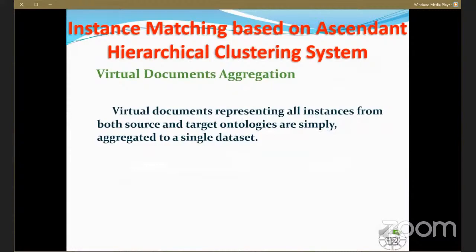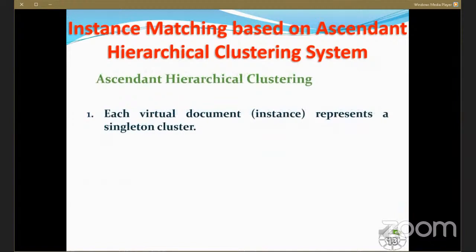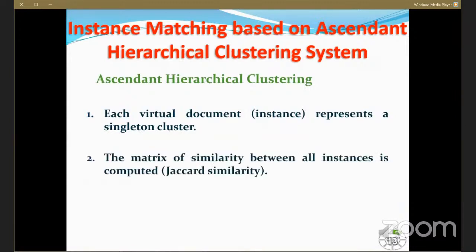The aggregation step consists of preparing input data for the clustering algorithm by aggregating all virtual documents in a single data set. In the ascending hierarchical clustering step, each document will initially form a singleton cluster. So, there are as many clusters as the number of instances or virtual documents.